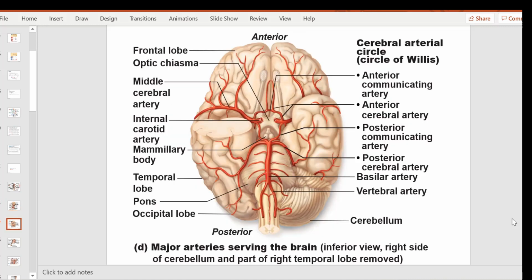now you already know that two internal carotids take the blood to the brain.